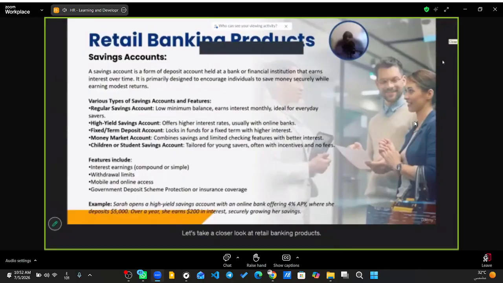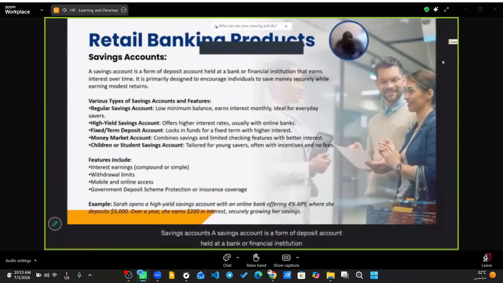Let's take a closer look at retail banking products. I know we went through some of them in the previous chapter, and we went through them quite quickly. I want us to be a bit more detailed in our understanding of some of these products.